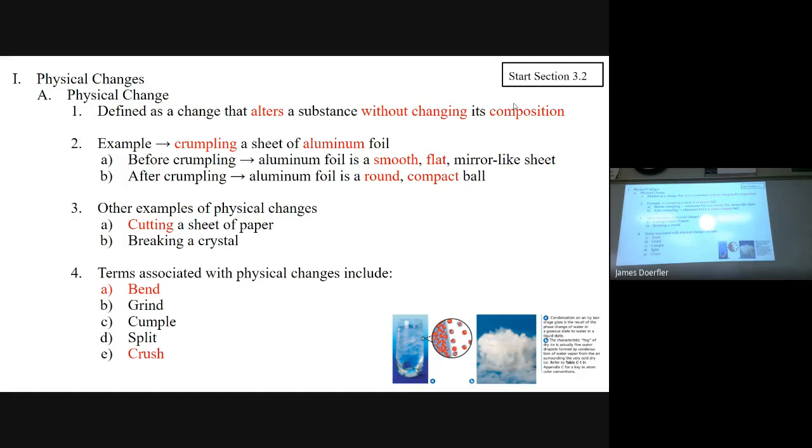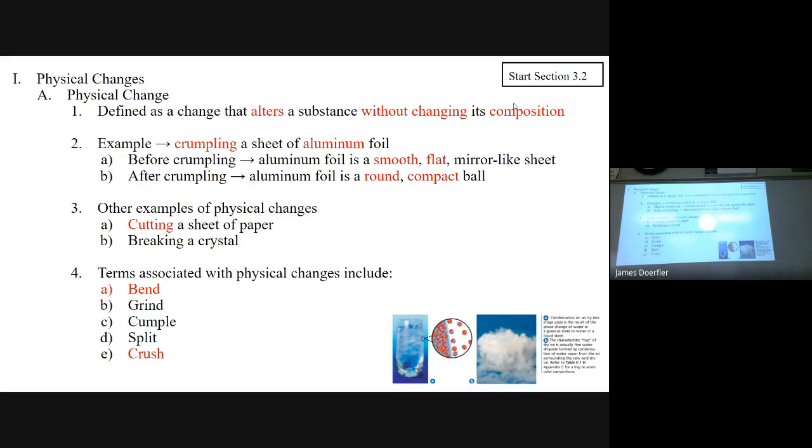A physical change is defined as a change that alters a substance without changing its composition, meaning it's a change that essentially changes the appearance of a substance. After a physical change happens, it's still the same substance. It just might look a little different. Chemically though, it is the same.